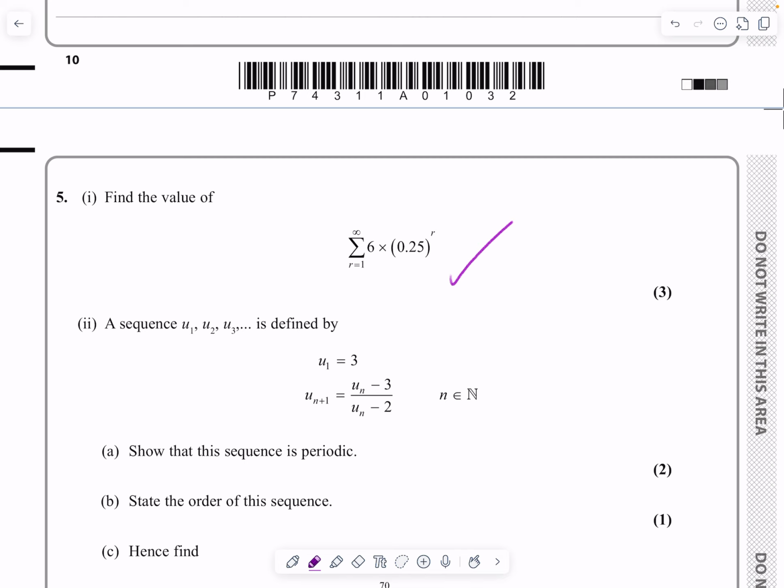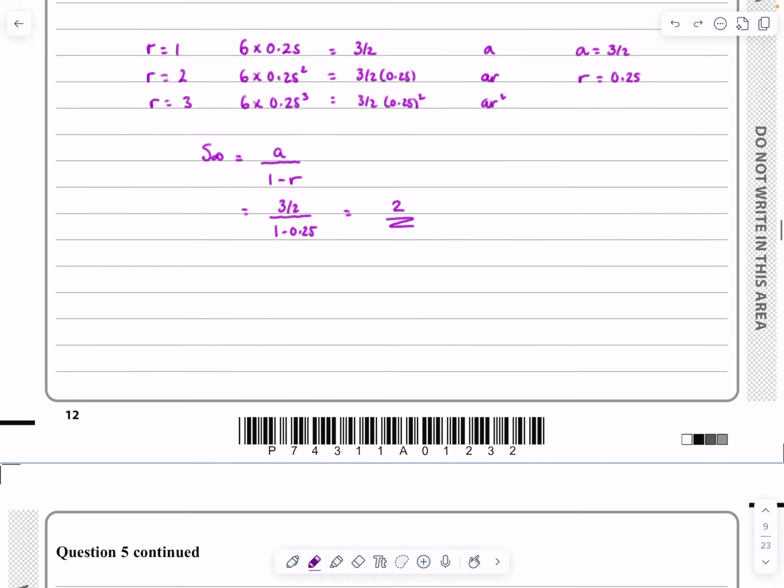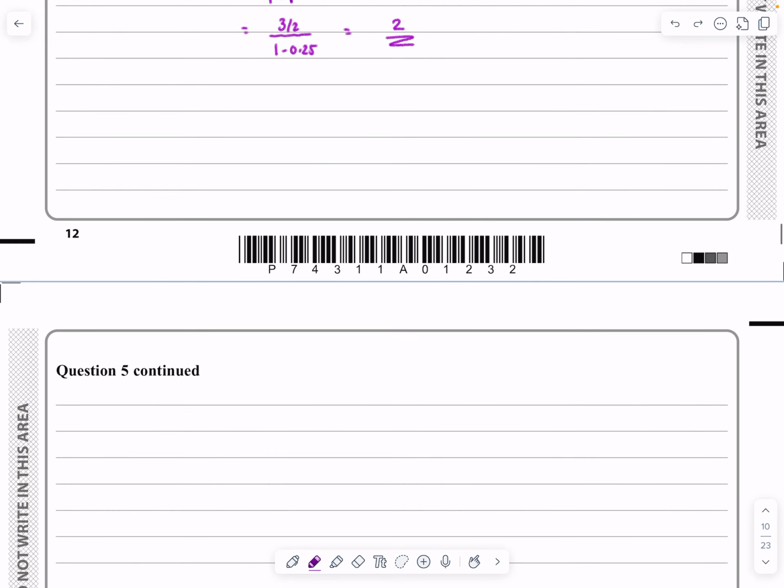Second part, we've got this recurrence relation. U1 is equal to 3. And then remember what recurrence relations are. The next term is always, in this case, 3 minus 3 over u_n minus 2. Put your value in for u_n to work out what u_(n+1) is. Easy if we actually go about doing it. So this is A part 2.